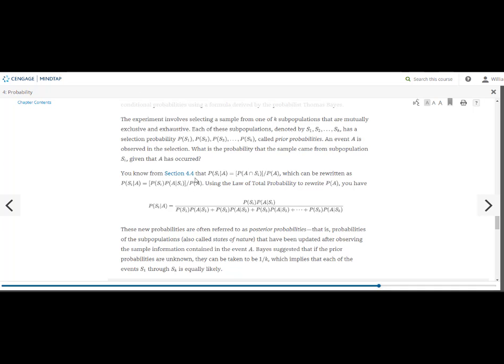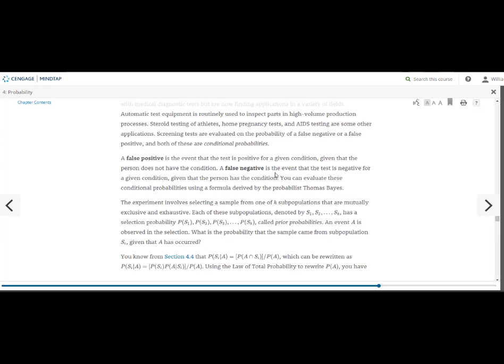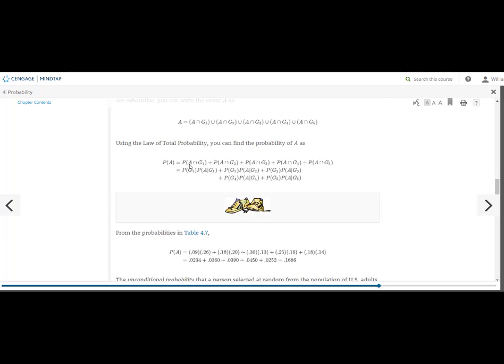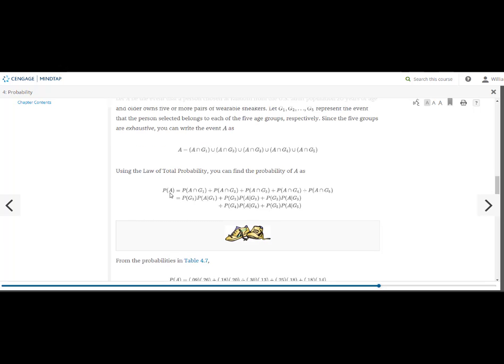They say, suppose we want to calculate this. Where does this formula come from? They say we know that this is equal to, by definition, this over this, right? This is A to the right of the bar here. So the probability of A is on the bottom, and then we have the probability of A intersect S sub I on the top. So what is on the bottom? We just finished saying that the probability of A is equal to this.